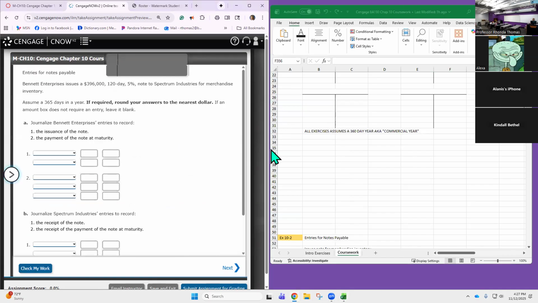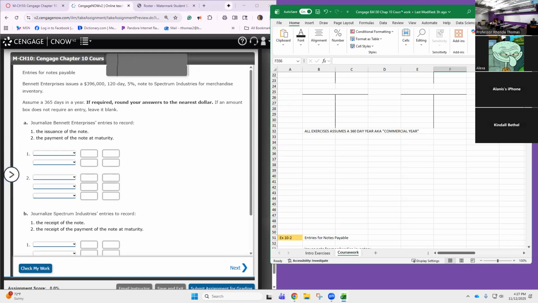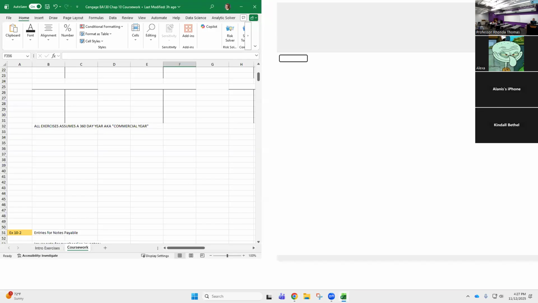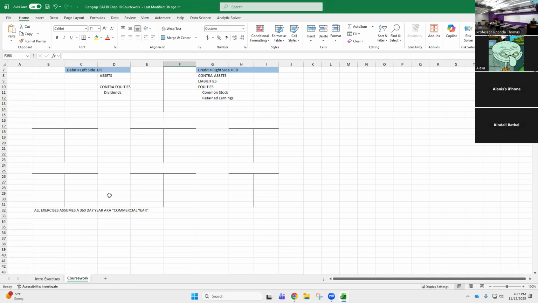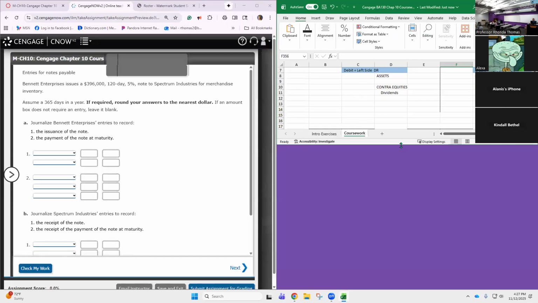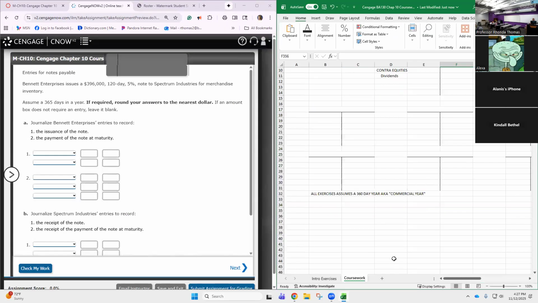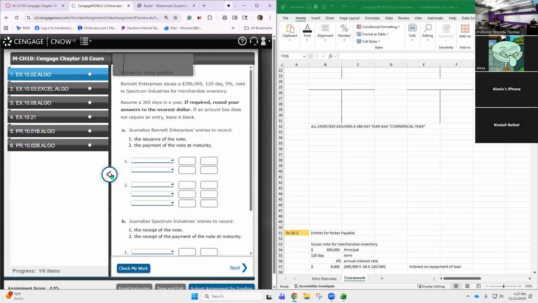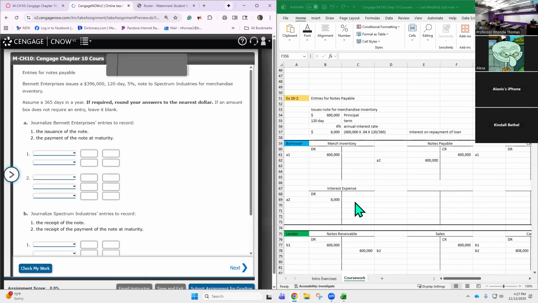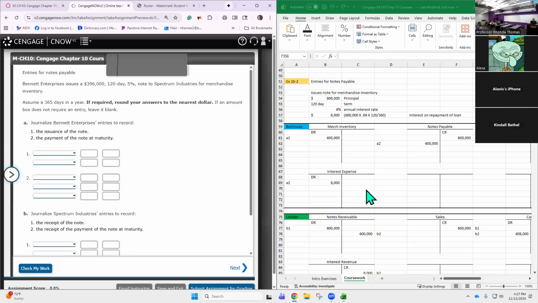Now, we're doing liabilities. So this is going to be a lot of different liabilities as far as notes are concerned. So notes is borrowing money. Liabilities must be paid back. Okay, we just need to kind of think about that. So I am going to go to 10.2. Here we are, 10.2.